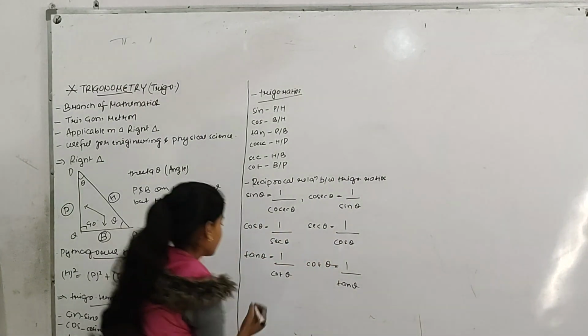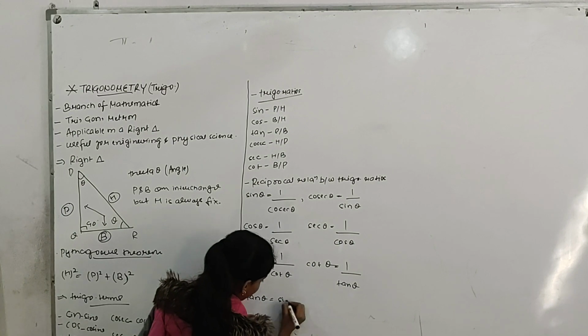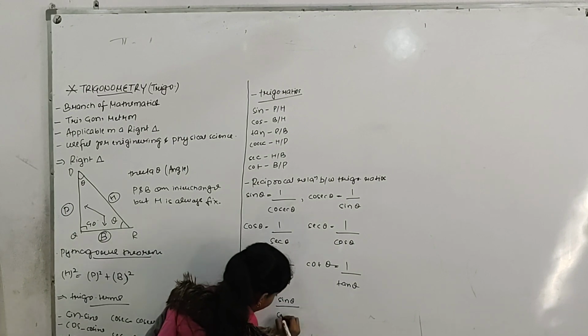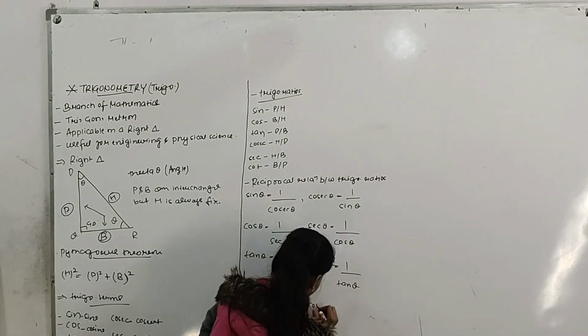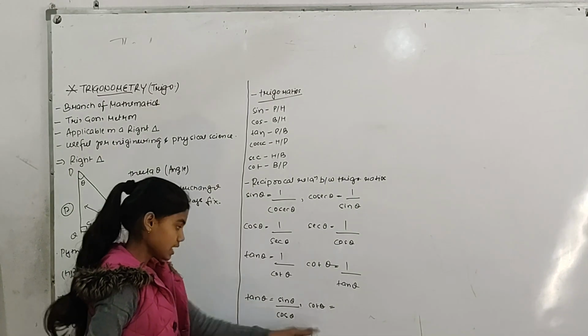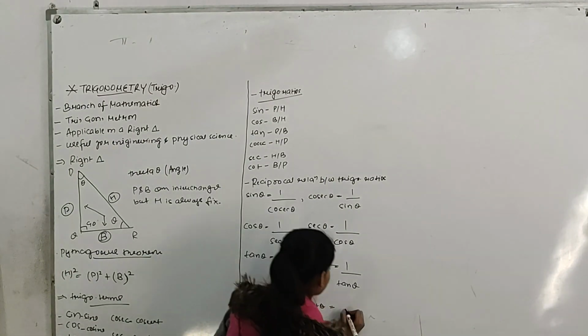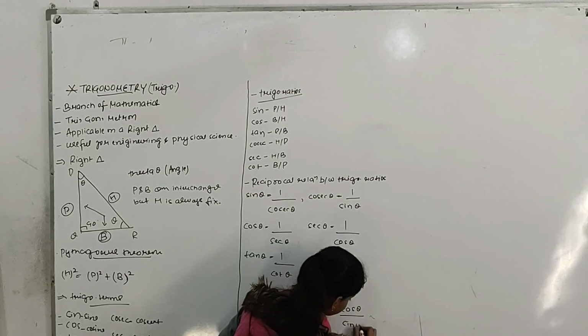Now here tan theta can also be equal to sine theta upon cos theta, and cot theta, which is the opposite term of tan theta, so we can write it as the reciprocal of this term, which will become cos theta upon sine theta.